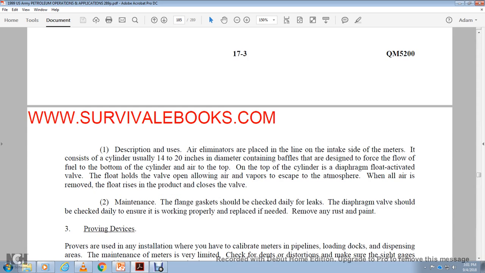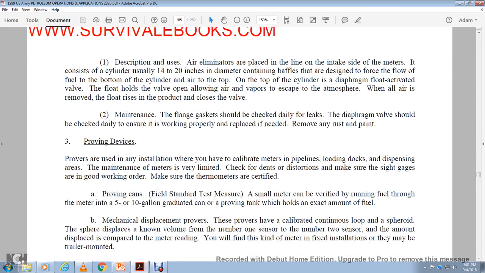For maintenance, the flange gasket should be checked daily for leaks. The diaphragm valve should be checked daily and replaced if needed. Remove any rust and paint. Proving devices: provers are installed where they calibrate meters of the pipeline, with a locking device and a dock for dispensing.